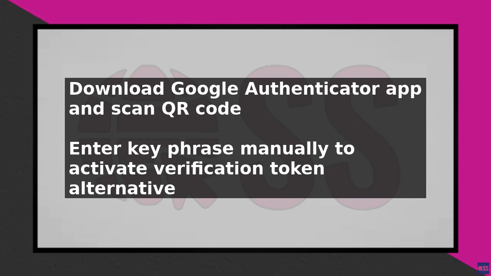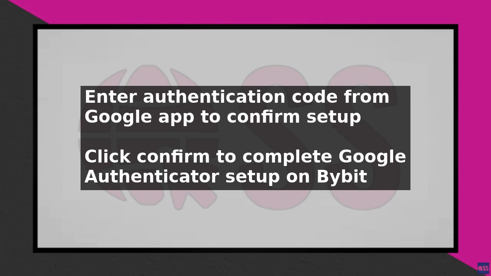Next, download the Google Authenticator app on your phone and open it. Scan the QR code or manually enter the key phrase to activate the verification token. After scanning the QR code, you'll see an authentication code in the Google Authenticator app.